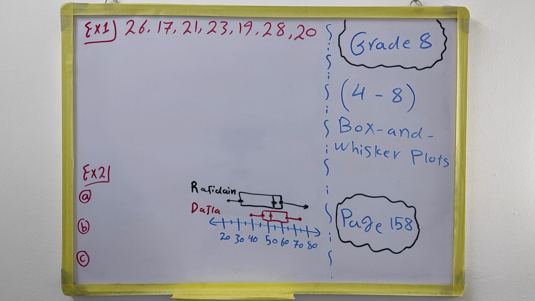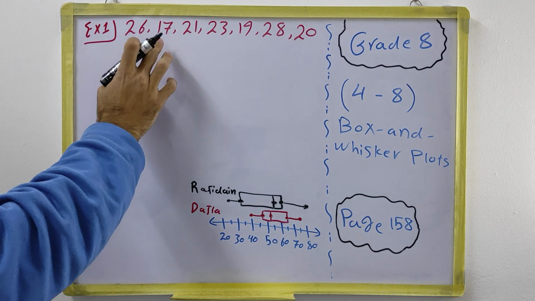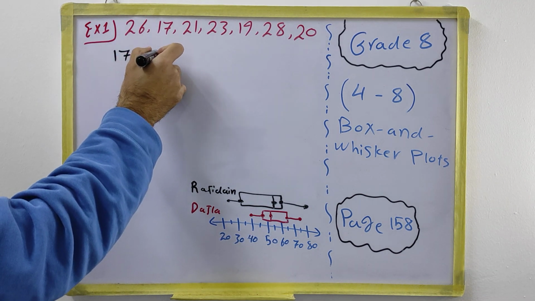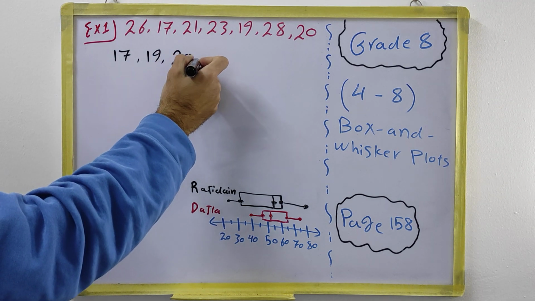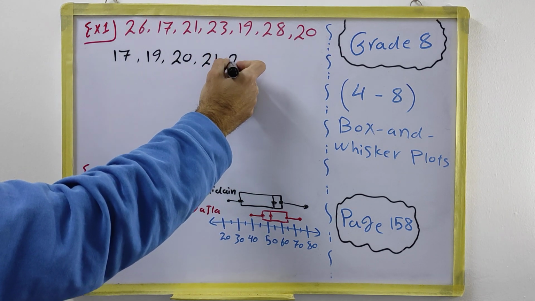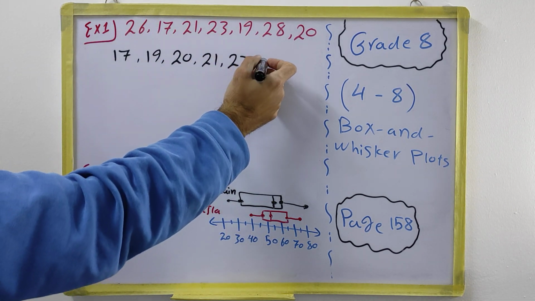we have this set of data, and it tells you to make a box and whisker plot. In a box and whisker plot we have 5 things to show, and we must always arrange the data from smallest to greatest, from least to greatest. The smallest value here is 17. After that we have 19, then 20, 21, 23, 26 and 28.